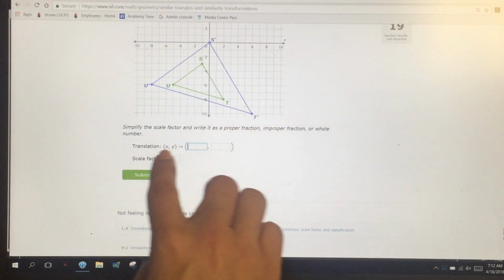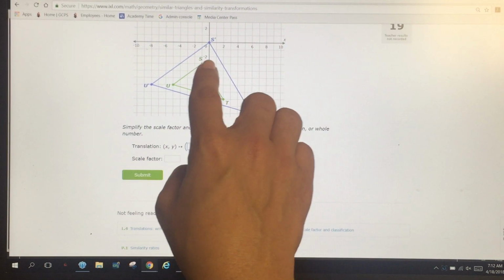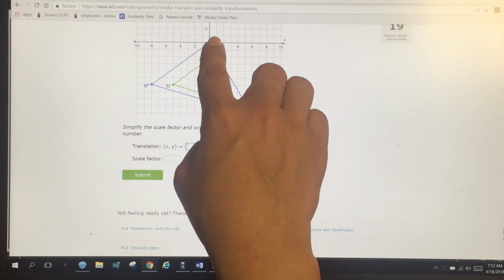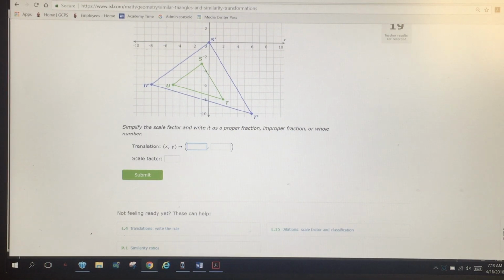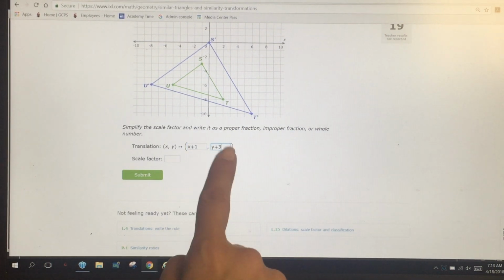So translation first, it's gone 1 right and 3 up. So 1 right and 3 up. So that's going to be x plus 1 and y plus 3. 1 right and 3 up.